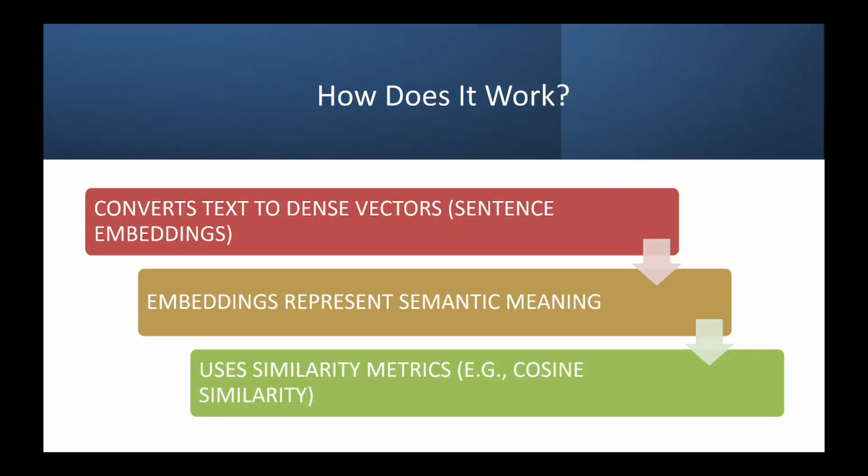So how does it work? Actually, first it tries to convert the text to a dense vector, which is also known as a sentence embedding, and those embeddings represent the semantic meaning. For example, synonyms with similar meaning are stored with similar dense vectors, similar numbers, right? And then if the similarity metric is lower, those words will be separated by a distance. Basically, it uses a similarity metric, like cosine similarity, to find these synonyms.